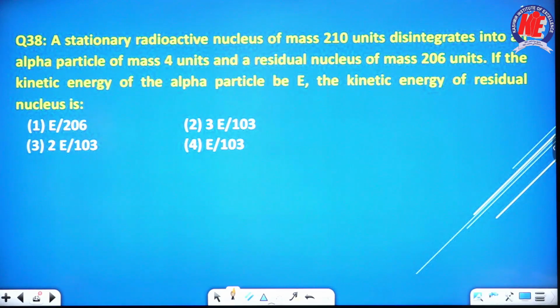A stationary radioactive nucleus of mass 210 units disintegrates into an alpha particle of mass 4 units and a residual nucleus of mass 206 units. If the kinetic energy of the alpha particle is E, the kinetic energy of the residual nucleus is.